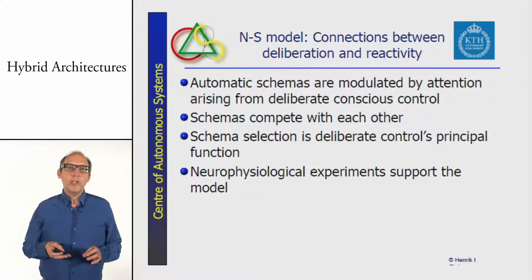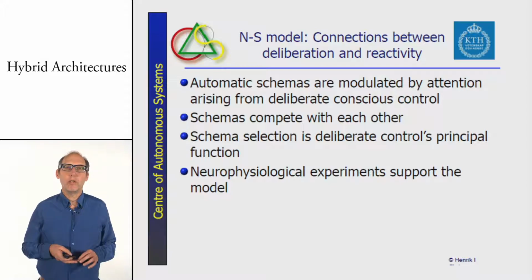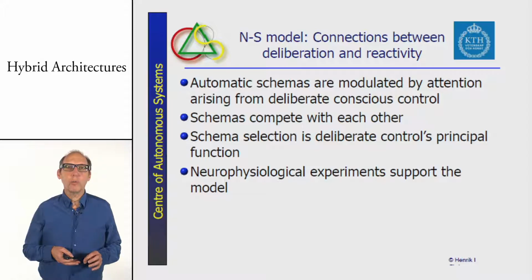So what you see here, and this is something that came up from psychology, is that the selection of which schema is active is precisely the thing that is under deliberative control. And several neurophysiological experiments have been performed that show that there is quite some truth behind this model. So in this sense, we have seen a hybrid architecture from nature.